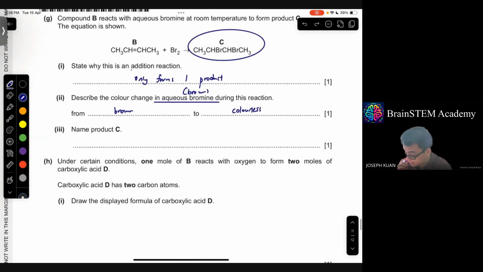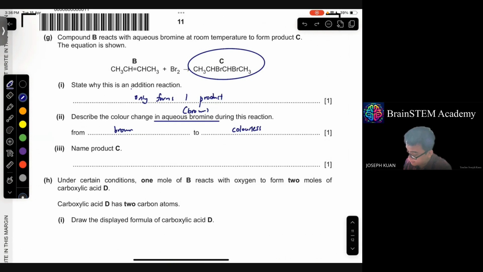Next, name product C. We see that there are 2 bromine atoms on the second and the third carbon. So we call it 2,3, signifying the position of the bromine atoms. Dibromo, telling people that there are 2 bromine atoms, and it's just a derivative of butane. It has 4 carbon atoms and it's saturated.